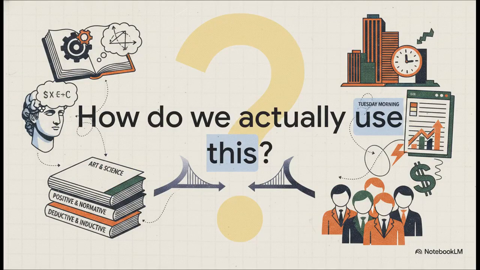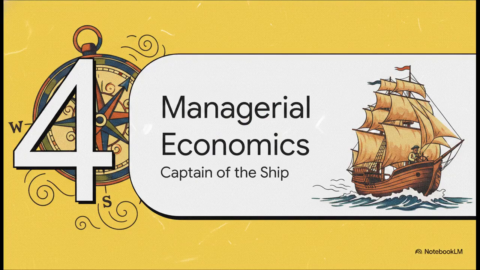Okay, let's take a quick breather. So far, we've talked about art and science, positive and normative statements, and deductive versus inductive reasoning. It's all brilliant academic theory. But you might be wondering, how do we actually use this to run a business? How does all this abstract ivory tower knowledge actually apply to the chaotic, fast-paced corporate landscape? Like, how does a manager use this on a random Tuesday morning?